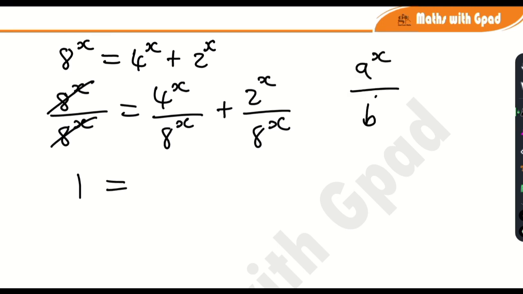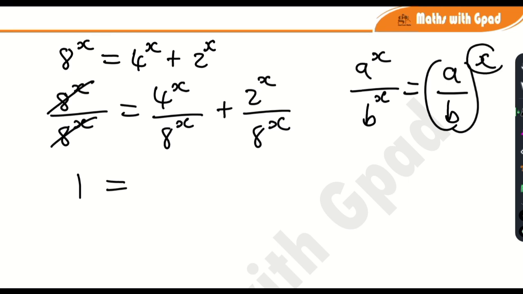if you have a raised to the power x over b raised to the power x, for instance, do you know that you can group this to become like this, a over b all raised to the power x? Yes, you can. You can actually distribute this exponent of x to a and b because of the bracket. It tells you that the power can be applied to every single value in the bracket.